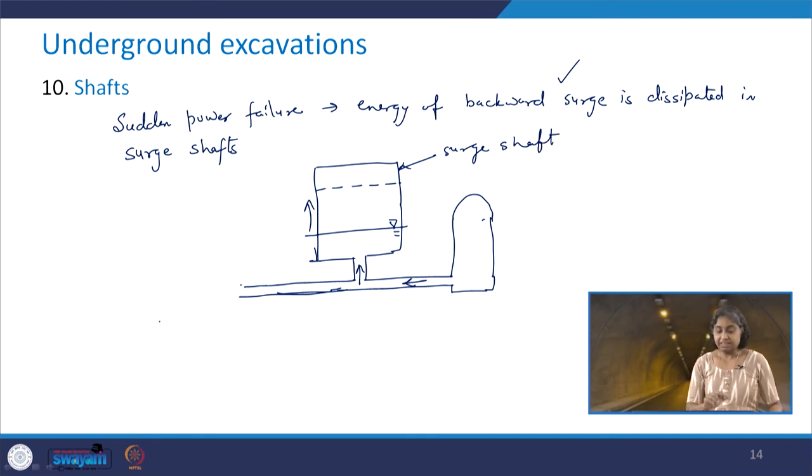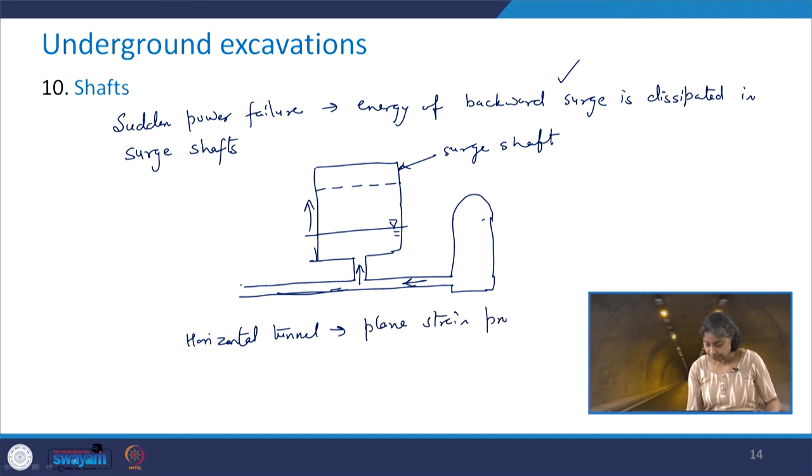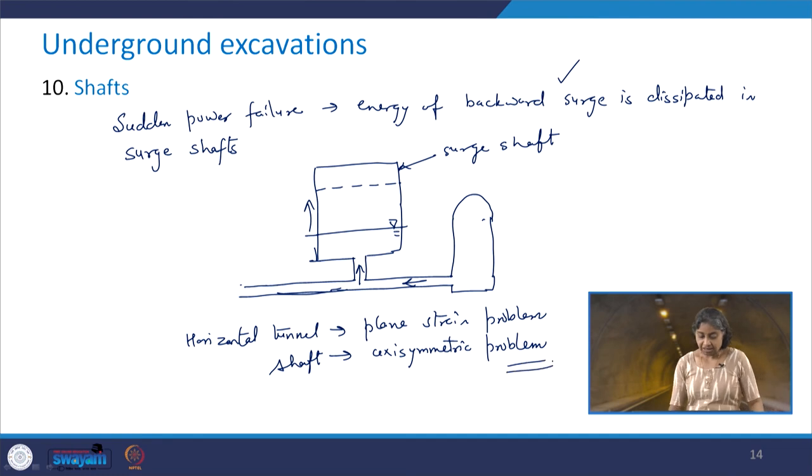So basically these are the different types of underground excavation. When we have a horizontal tunnel, we can treat it as a plane strain problem, and in case we have a situation like shafts, these are treated as an axisymmetric problem. Kindly keep this in mind. We have already discussed what we mean by plane strain problem, plane stress problem and axisymmetric problem. So this was all about the types of underground excavations.